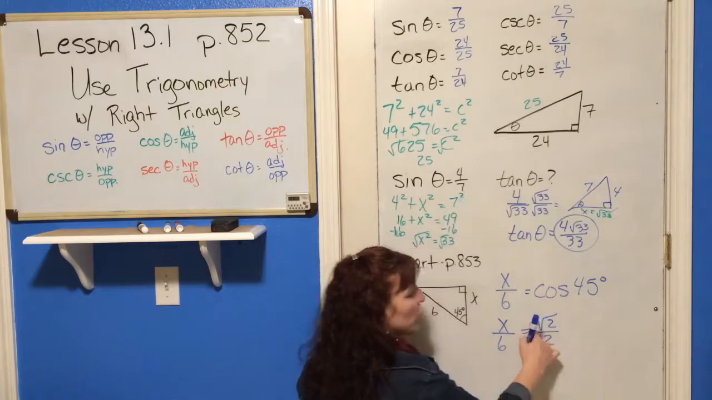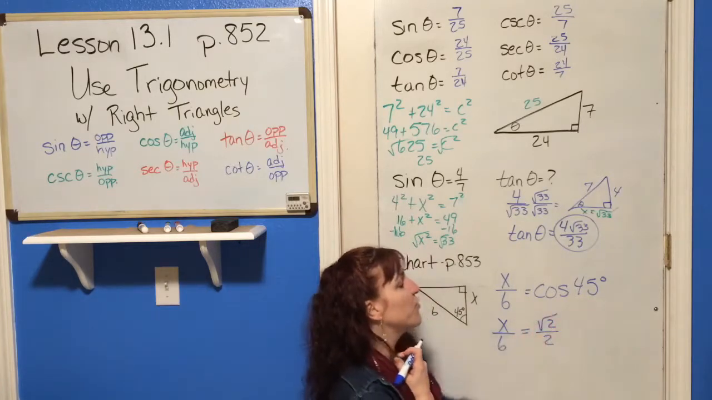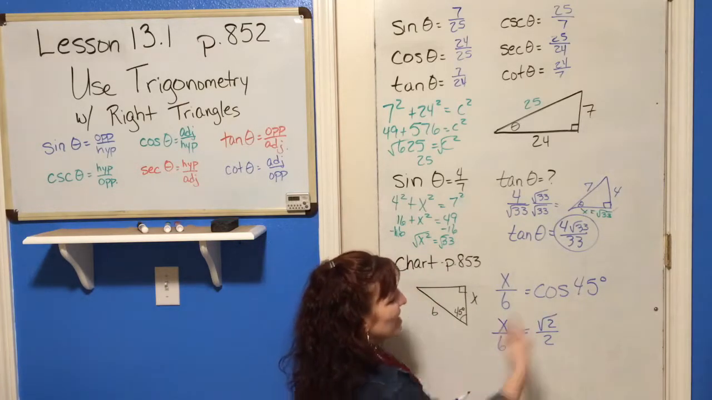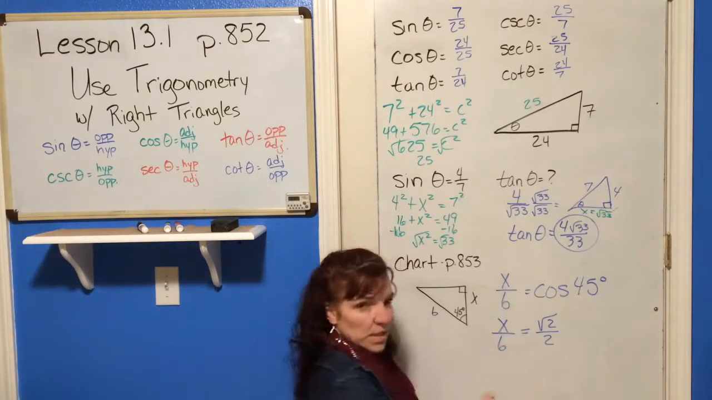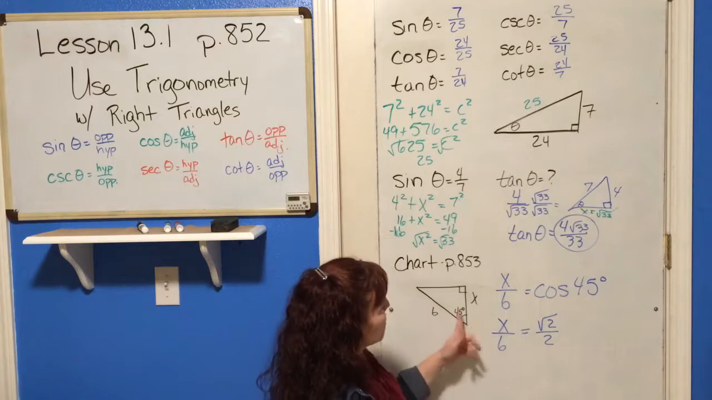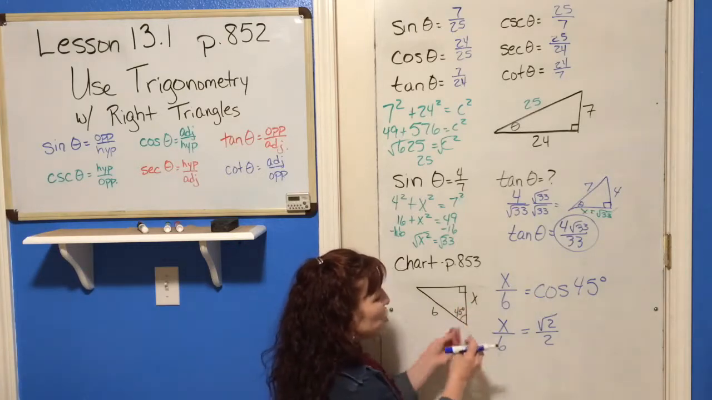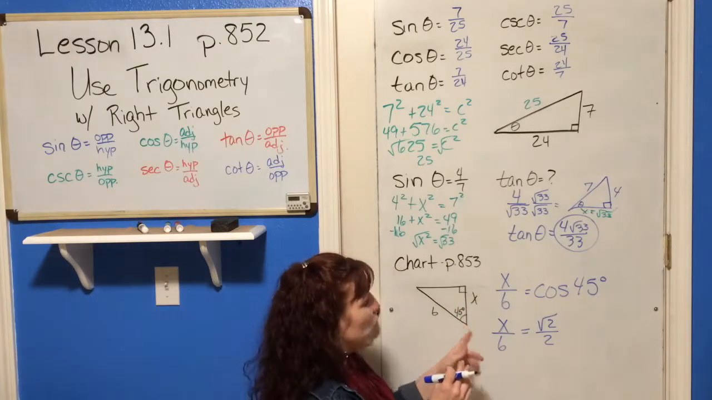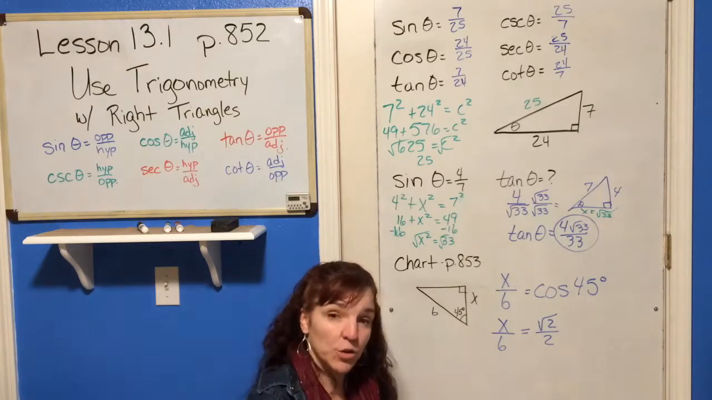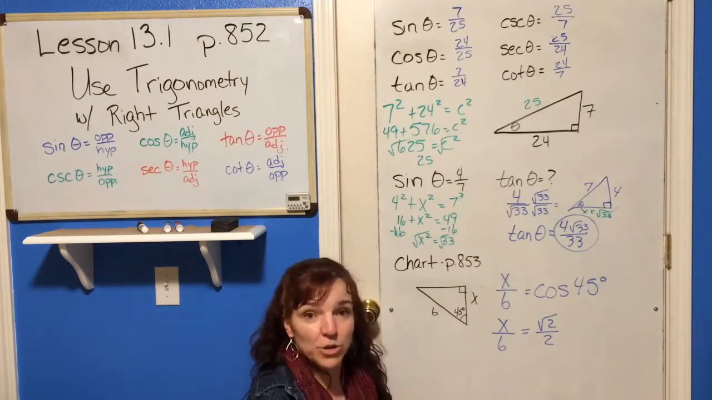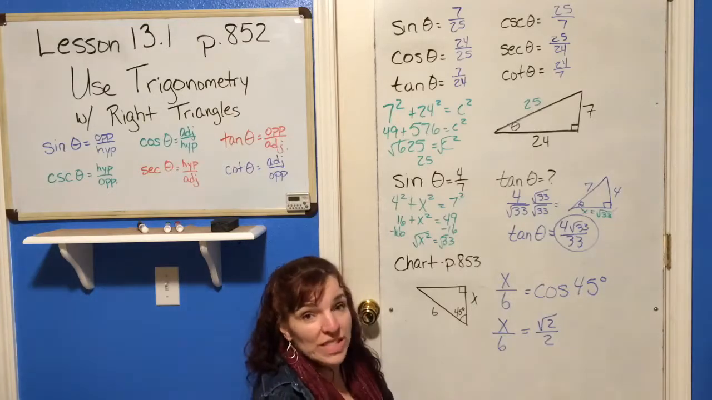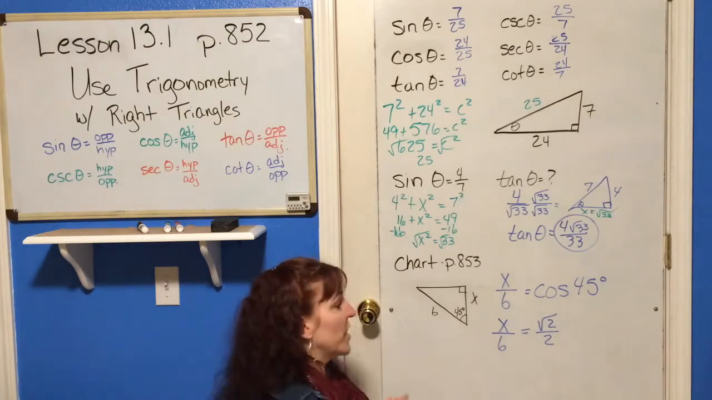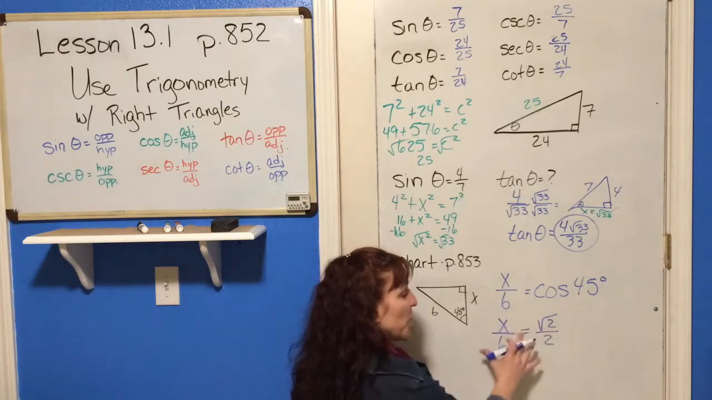So if the square root of 2 over 2 is the cosine of 45, then we can set square root of 2 over 2 equal to this x over 6. You see what I'm doing? So all of these, if we have a degree measurement for our angle, then we can find a value for that sine or cosine or tangent. And we can use that if it's 45 or 30 or 60, we can just use a chart and quickly and easily get one of those. So that's what we've done here.